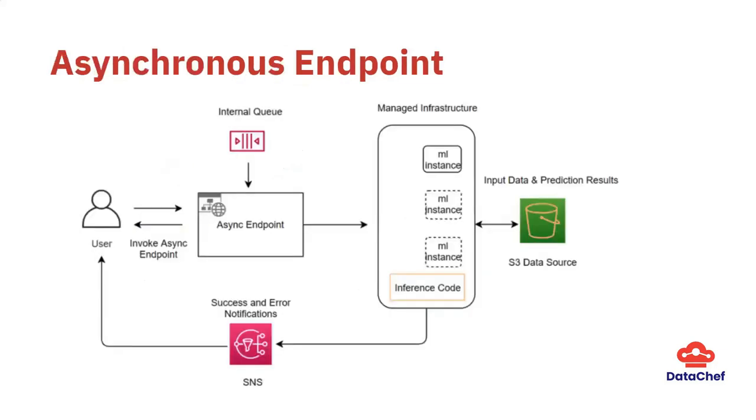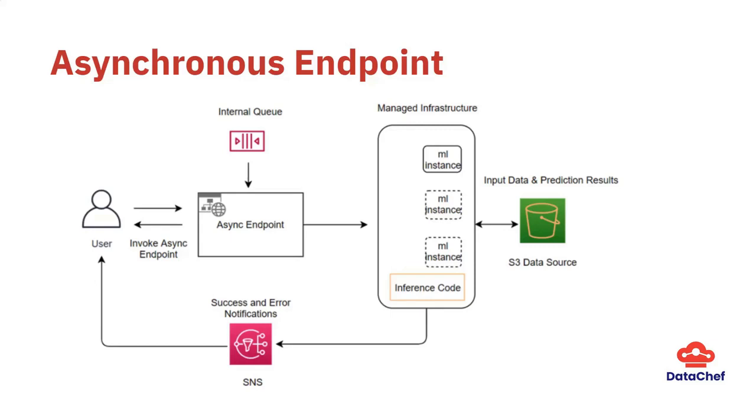But in an asynchronous endpoint, things are more complicated. In fact, when users submit their request to the endpoint, it doesn't send back the result, and it only sends back an address where the result will be placed. The endpoint puts the request in an internal queue, where it will be submitted to other instances and processed there. And after the process is finished, the result will be placed in that location.